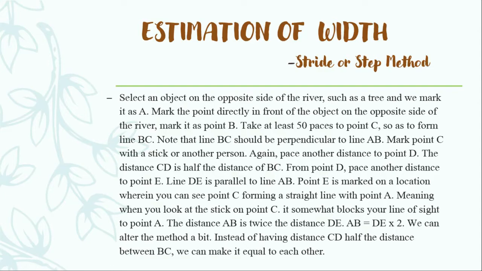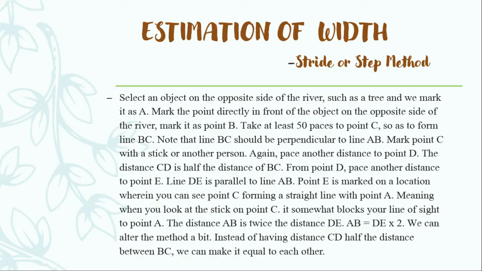Point E is marked on a location wherein you can see point C forming a straight line with point A, meaning when you look at the stick on point C, it somewhat blocks your line of sight to point A. The distance AB is twice the distance DE. AB equals DE times 2.